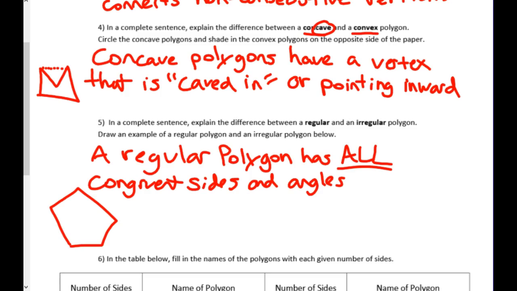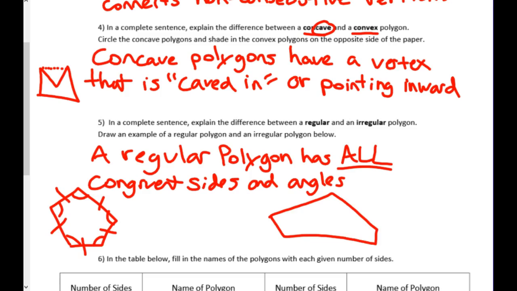So I'm going to draw a little picture of that. Regular has to have tick marks on every side, and all the angles are the same, so it has to have arcs on every angle. If it's labeled like that, then you know it's regular, because everything's the same. Now, what would irregular look like?